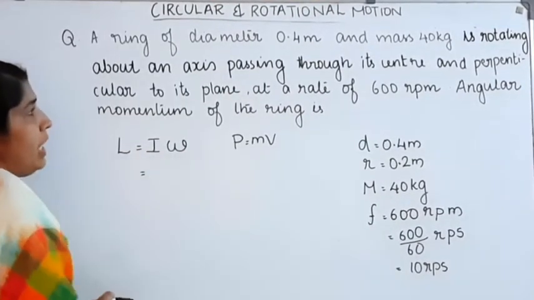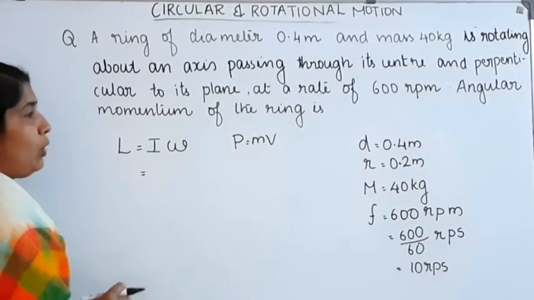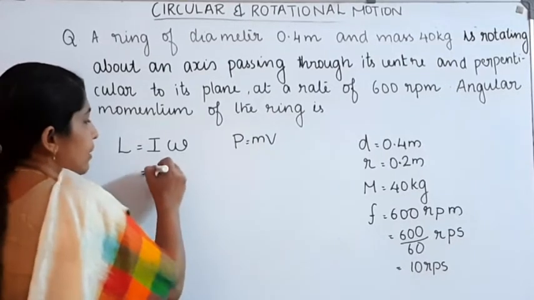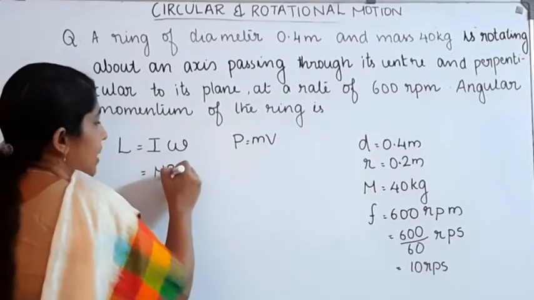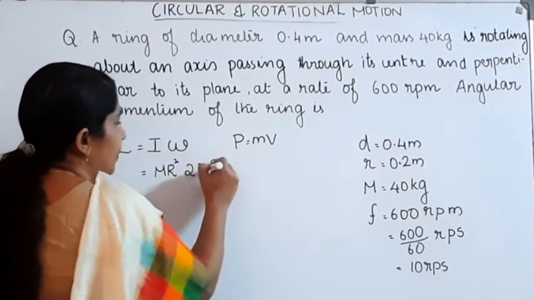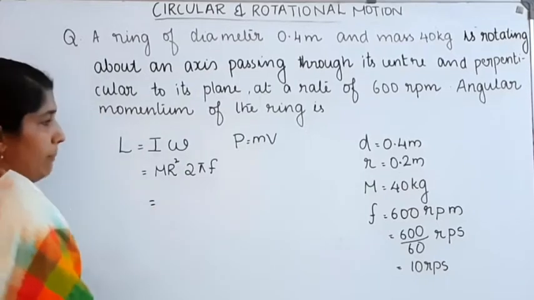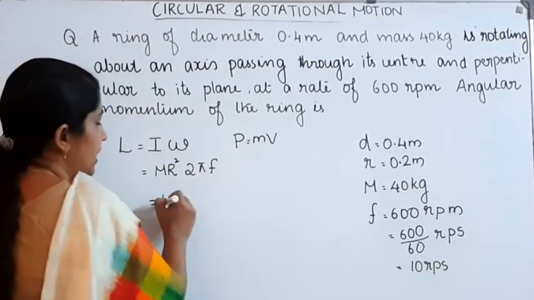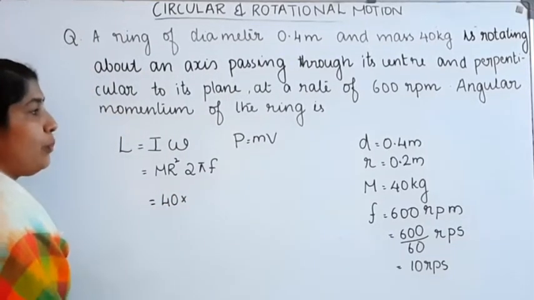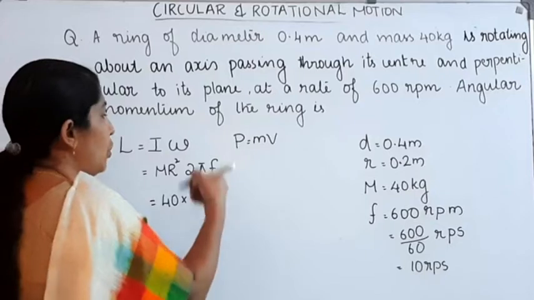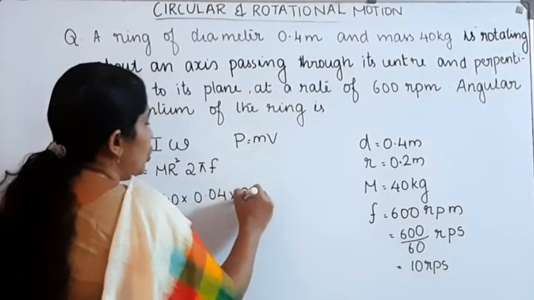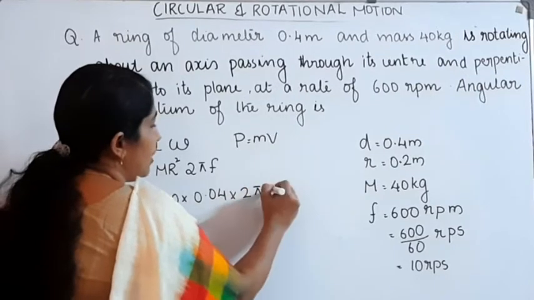The moment of inertia I of the ring about an axis passing through the center and perpendicular to its plane is equal to mr square. So mr square into omega. Omega is equal to 2 pi f. What about m? m is equal to 40 kg, into the radius that is given here, 0.2 meter, the whole square. That is 0.04, into 2 pi into f. f is equal to 10.